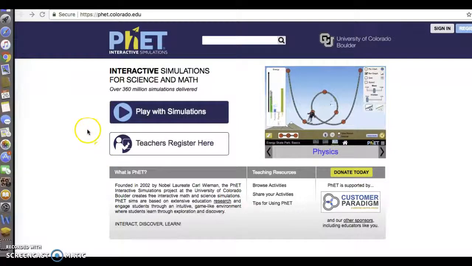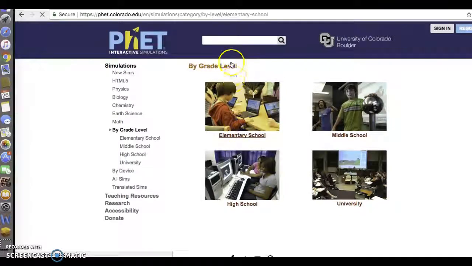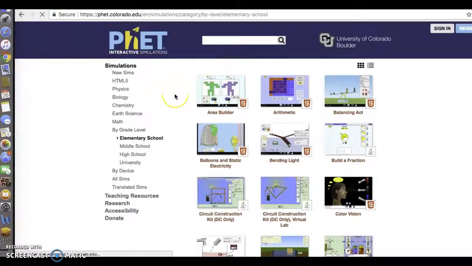Right, so you guys already know what the PhET website is. We've used it many times in this class, so we're just going to click on Play with Simulations by grade level, elementary school. And the simulation we're using today is States of Matter Basics, which if you scroll down, it's one of the last ones at the bottom. But I usually just like typing it in.